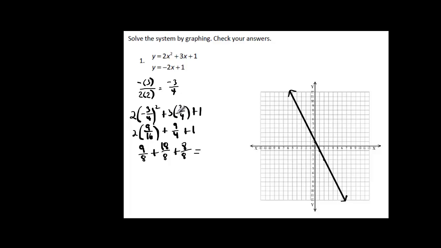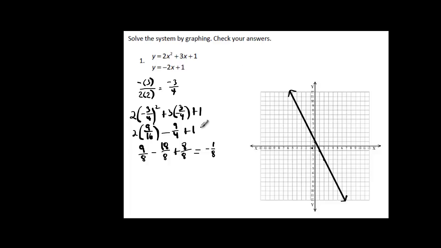Sorry, this is supposed to be a negative here. So this is -8/8. Let me just erase this here. Okay, so minus and a minus. So 9 minus 18 is -9. -9 plus 8 is -1. So -1/8. So that's the vertex. So -3/4, which is -0.75, and -1/8. So it's going to be right around here. Let's move that a little bit to the right.